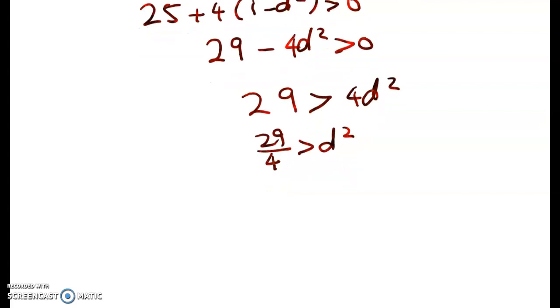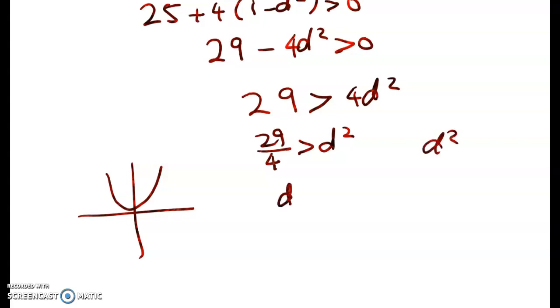Can I get it done in 25 seconds? So I think I can. There's my parabola, and I want to have d. So d squared has got to be less than 29 over 4. So d has got to be less than 2.69, or it could be negative and be above negative 2.69. Okay, I'll go over that one with you in class more slowly if I have to.